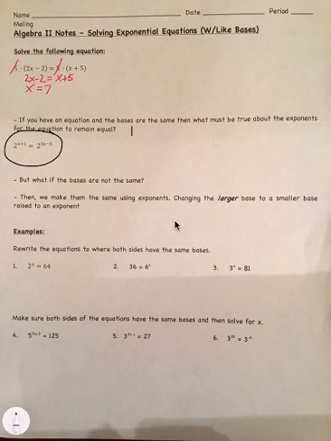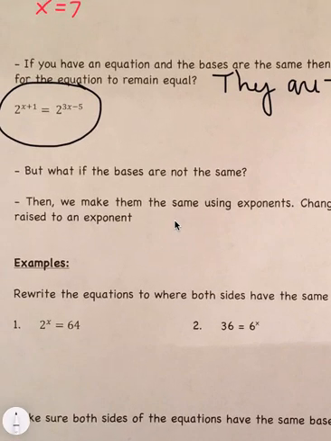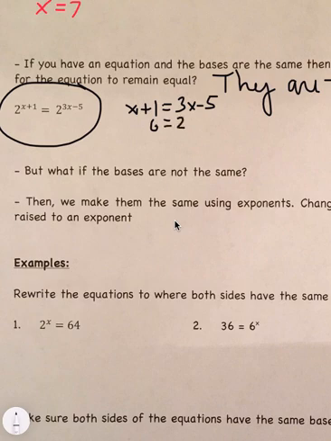So you would say they are the same. And then if we solve this, we would just say, oh, x plus 1 equals 3x minus 5. We add 5, we have 6, and we subtract x. 2x equals 6, and we would get x equals 3.